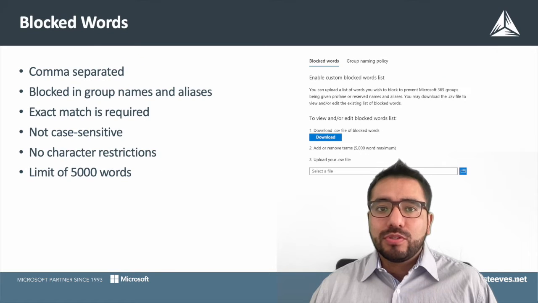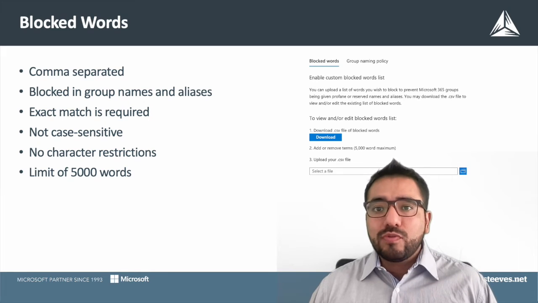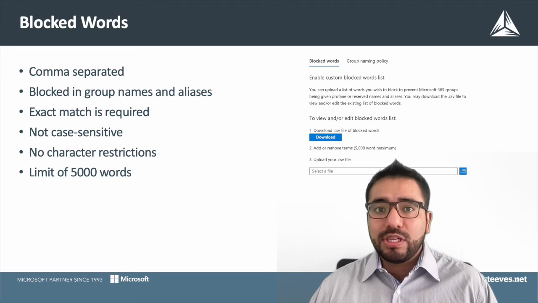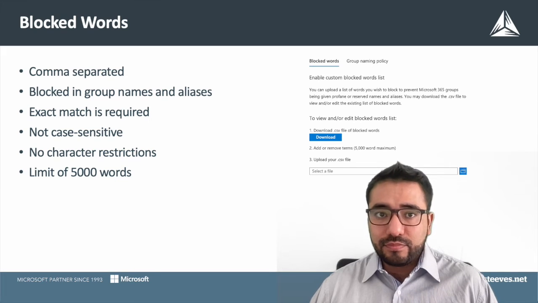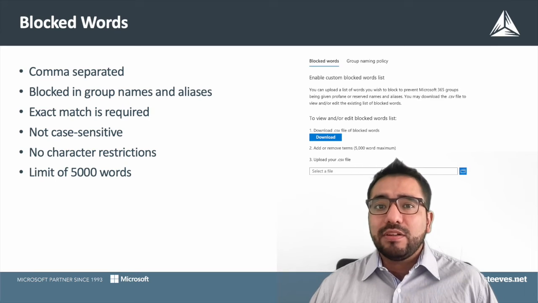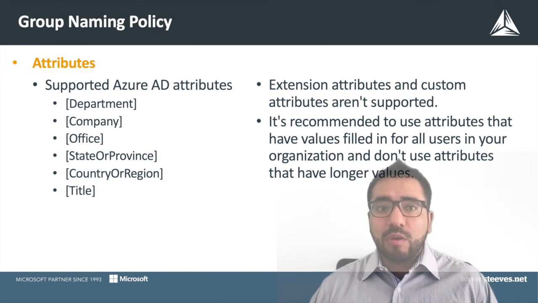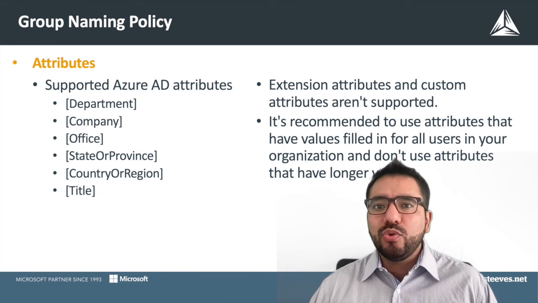For block words, you can enter a comma-separated list of words that will be blocked from group names and aliases. Because no substrings are carried out, it is necessary to include variations as it looks for an exact match. When creating this policy, there are some things to be aware of, like the list of block words is not case sensitive. There are no character restrictions for block words, and finally, there's a limit of 5,000 words in the list of block words.